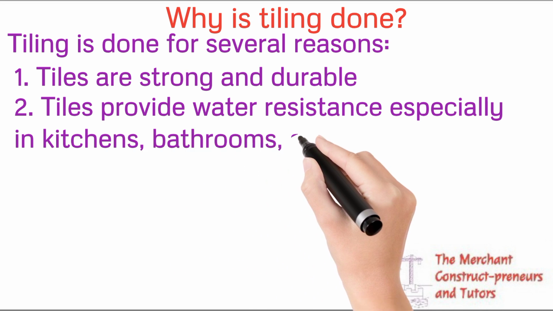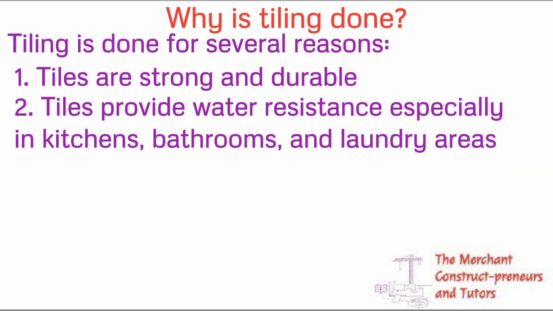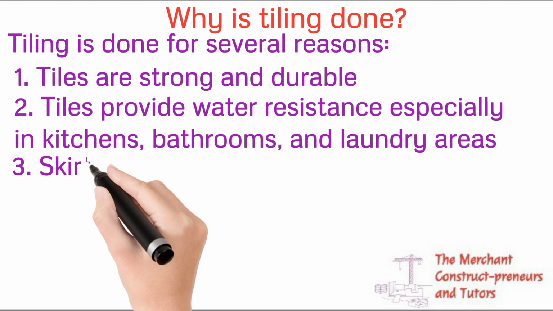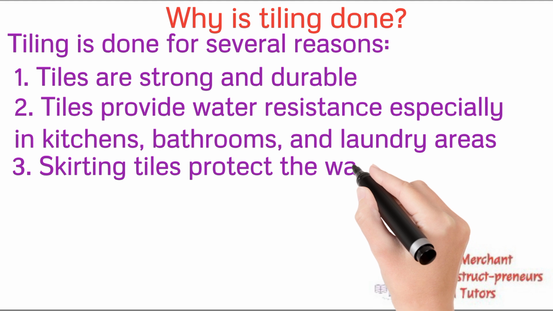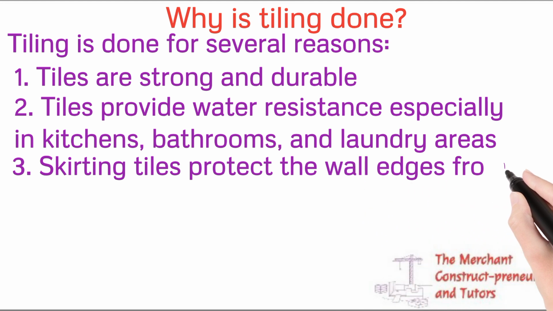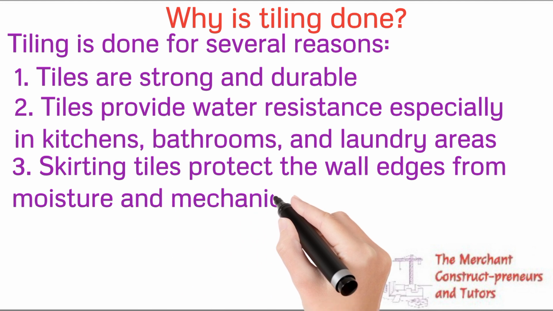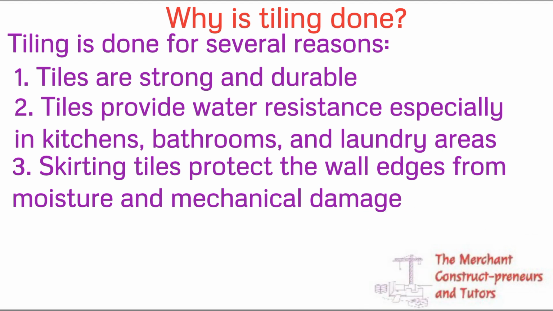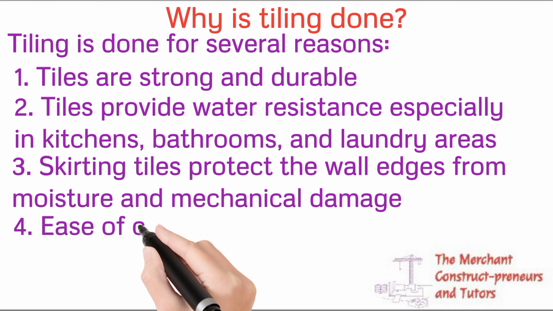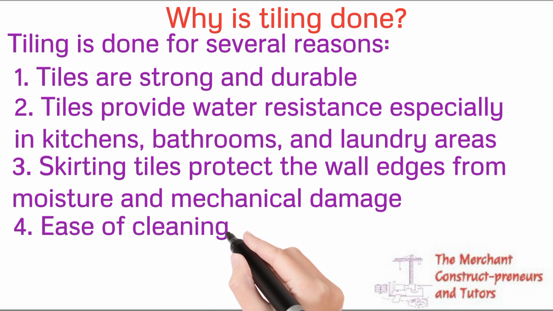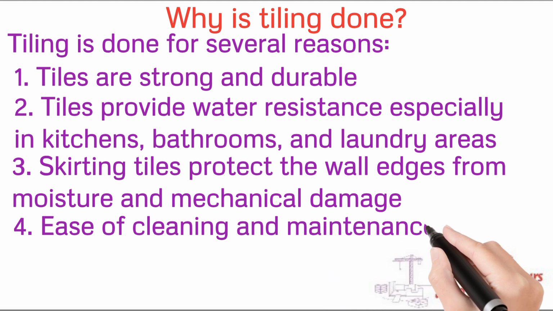Then tiles provide water resistance, especially in kitchen, bedrooms, and laundry. When I say something is resistant to water, it means it doesn't absorb water. It allows water to flow over it and the surface remains the way it is. So that is exactly what tiles do. The next one is skirting tiles protect the wall edges from moisture and mechanical damage. This is another important reason why tiling is being done.